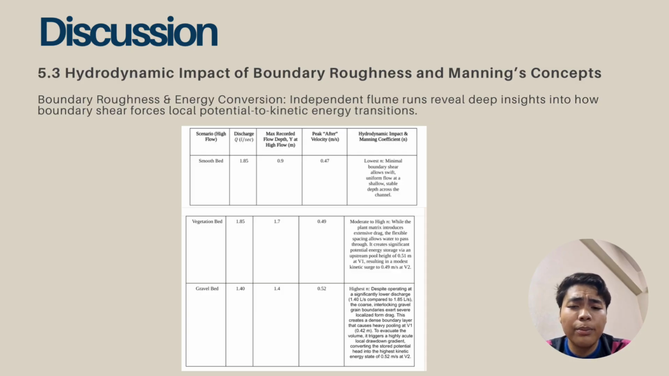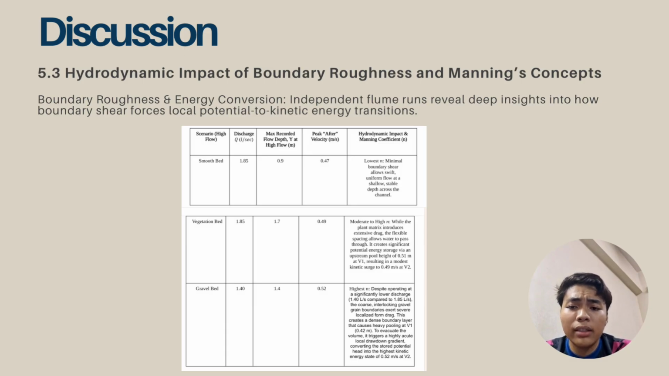Finally, the gravel bed represents our highly effective hydraulic resistance. Even when operating at a lower discharge rate of 1.4 liter per second, the coarse interlocking gravel grain boundaries exert severe near-bed shear and localized form drag. This creates a dense boundary layer causing heavy upstream pooling at station V1 up to 0.42 meter.